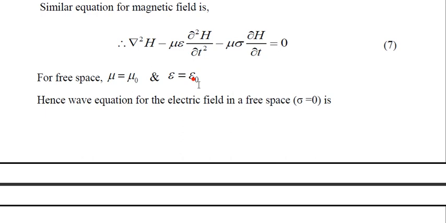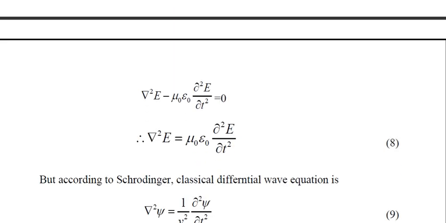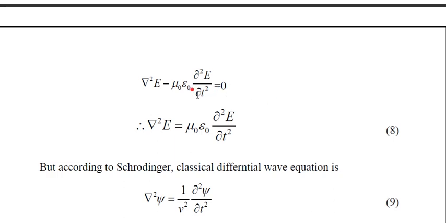For free space, mu is equal to mu naught. What is mu naught? Permeability of the free space. Epsilon is equal to epsilon naught, permittivity of the free space. Also for free space, sigma, that is conductivity, is equal to 0. Therefore the second term becomes 0 and we have to substitute mu naught and epsilon naught.